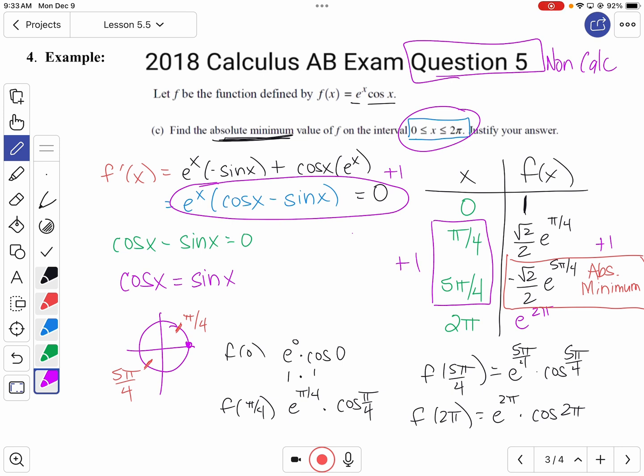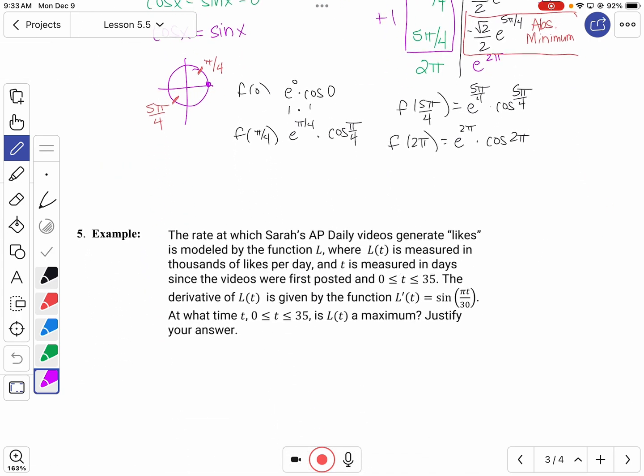All right. That was that one. What do you think? Candidates test. All right, let's look at another one.